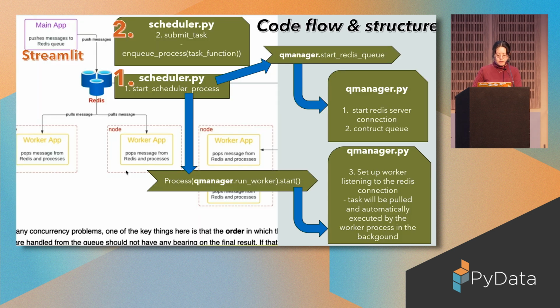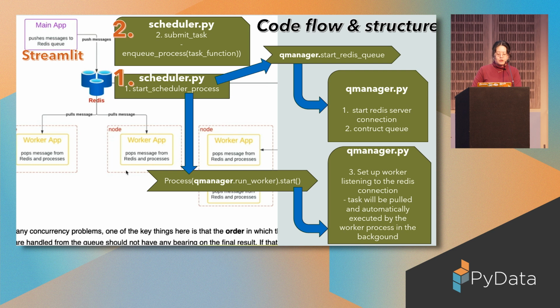And so this is how we structure our library code. Firstly, you see that we have a Redis server, and we have the main Streamlit app controlling the flow. After the user submits the request through the Streamlit main app to the Redis server, the workers will be spun up to pull different tasks from the Redis server queue.